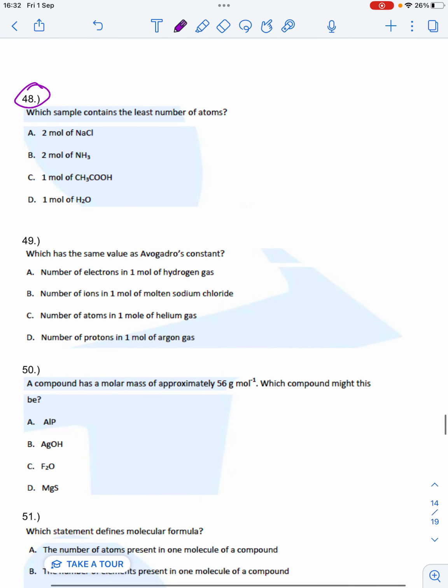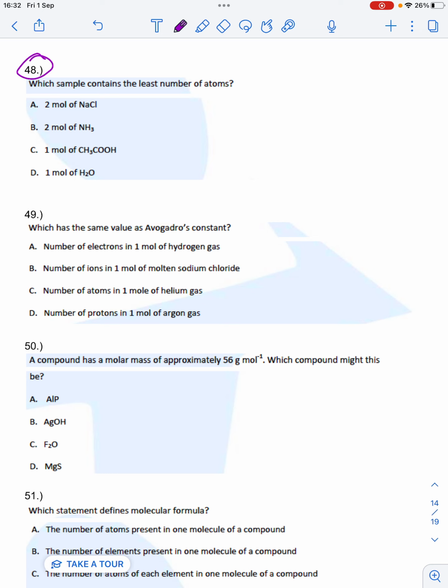Okay, last one for the homework. Which sample contains the least number of atoms? Okay, so this is a way they make you do more than one calculation within one question. This question is really all about ratios and recognizing that when you know about the number of moles, that is as good as knowing about the number of particles. What do I mean by that?